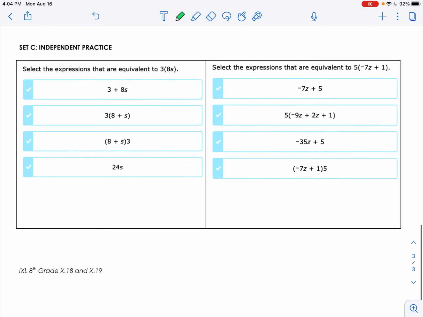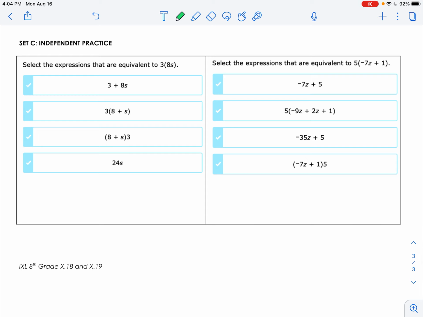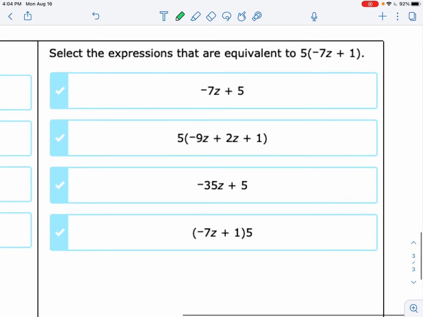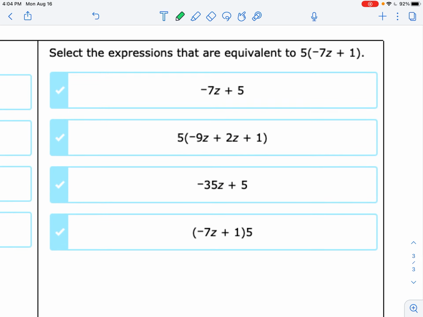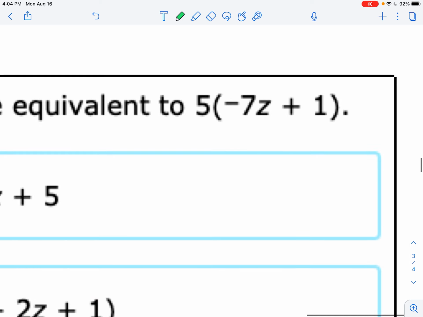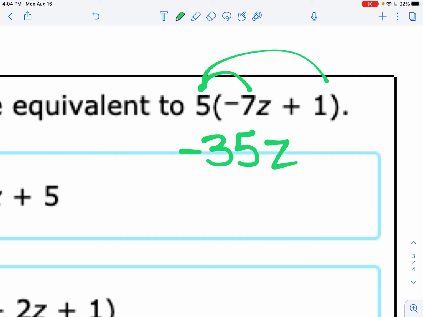Okay, so let's go ahead and do one more. We're going to do this one. Okay, so skip on this last one, and then we're looking at this. Select the expressions that are equivalent to this. So remember, my first step is let's go and just simplify, right? What do I see? I already see some parentheses. I'm going to distribute. 5 times negative 7 is negative 35z. And then 5 times 1 is 5.